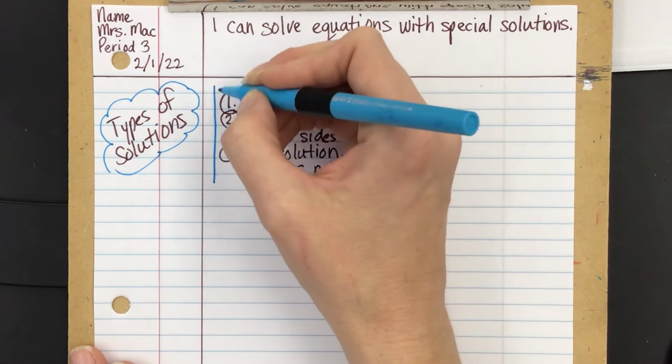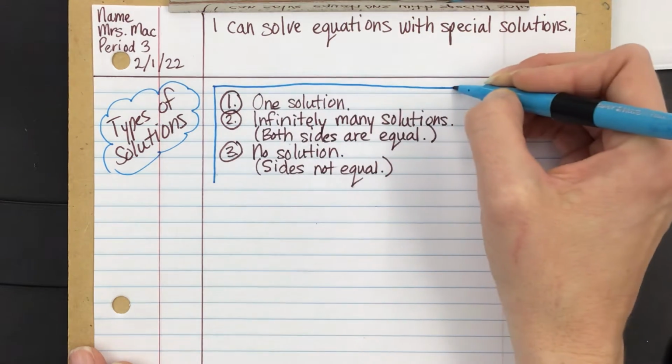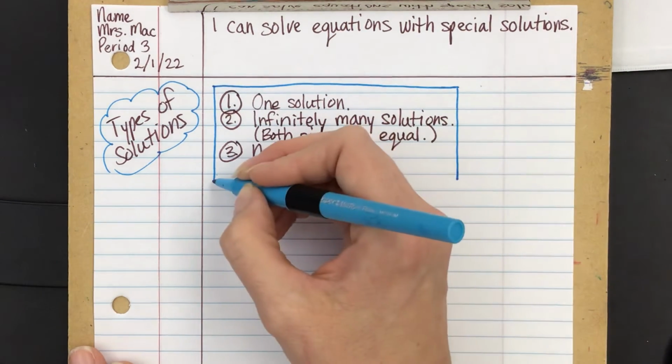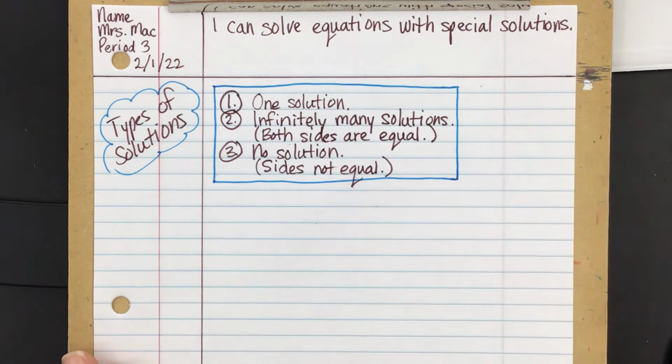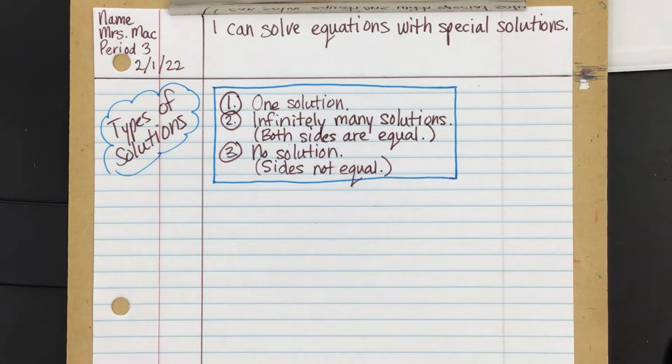Okay, so those are the three situations you're going to run into. More often than not, there will be a solution, but sometimes you will run into cases where there are infinitely many solutions or no solution at all. Eventually, if you continue on with math, you're going to run into imaginary numbers and things like that. But you won't do anything like that for years, so we will just assume that there's only three types of solutions.